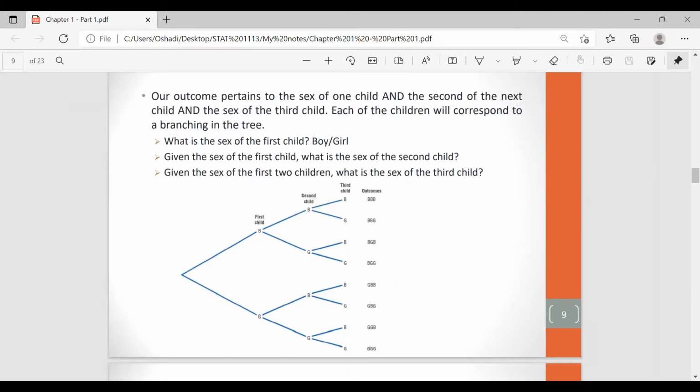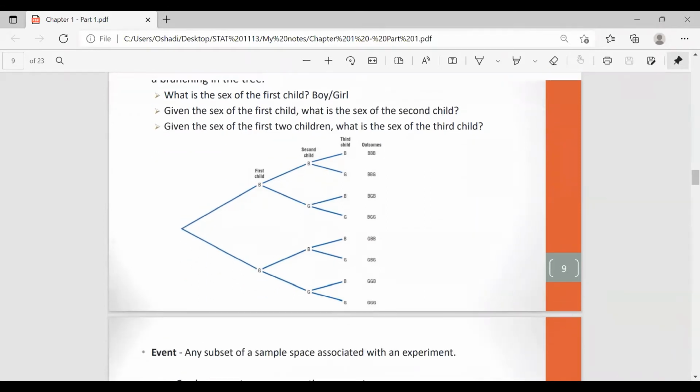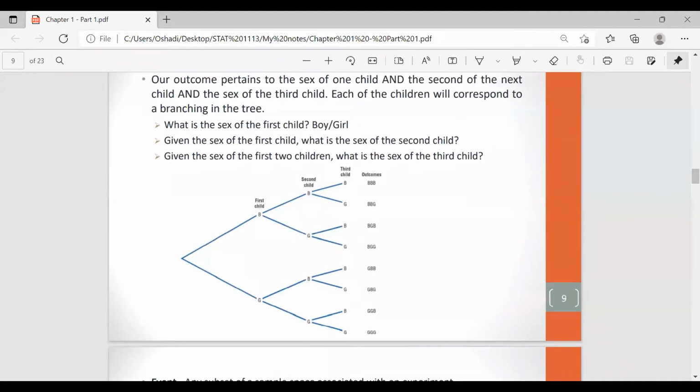So that's how we are going to get the sample space, right? So this is the first branch, and this is the second branch, this is the third branch. So all the outcomes are indicated here. So the list of all the outcomes is denoted in the sample space, right?